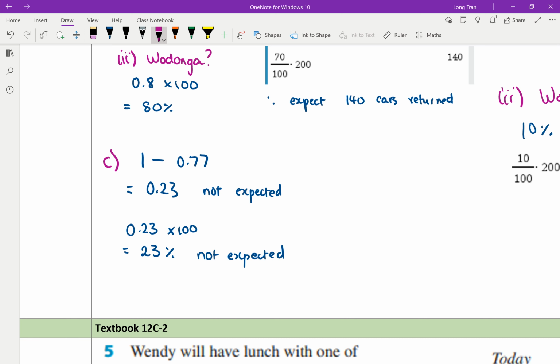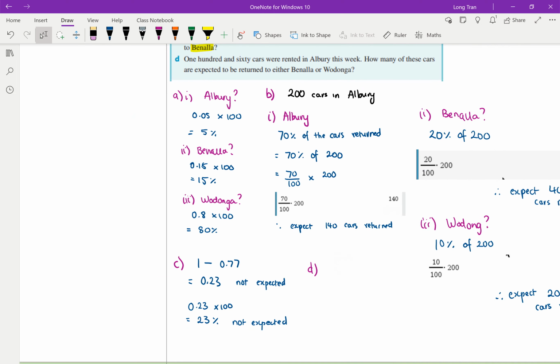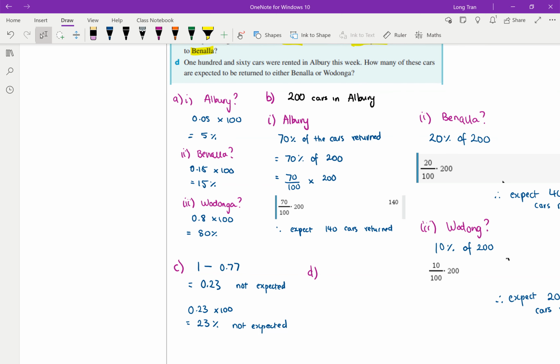Okay, and that's what we're doing. We're working with a transition matrix. As you can see in this exercise, it's more about using the transition matrix to answer the question and getting more out of it. So here, D, 160 cars. Okay, so 160 cars were rented in Albury. And what are we looking at? How many of these cars are expected to be returned to either, now keyword there is either, Benalla or Wodonga. So you need to know how many cars would be returned to Benalla, and then how many cars will be returned to Wodonga, and then you add them two together because it says either.